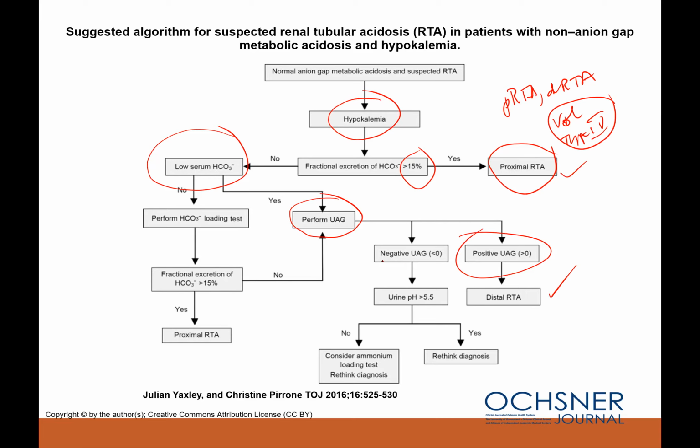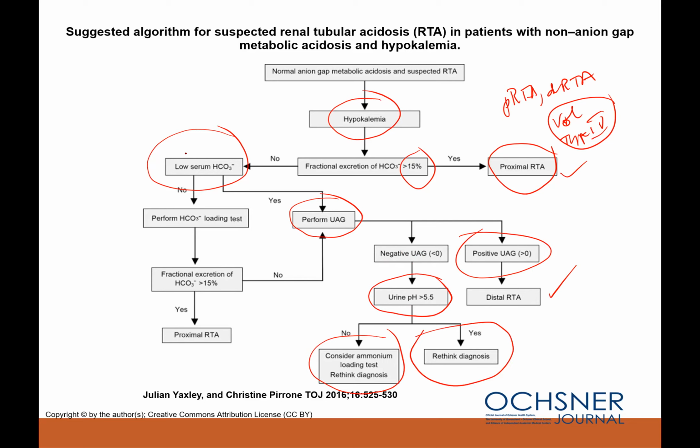Suppose the urine anion gap is nearer to zero and not negative, just around zero, then do the urine pH. If the urine pH is higher, then consider an ammonia loading test and rethink the diagnosis. If the urine pH is not high, this is not renal tubular acidosis, something else.